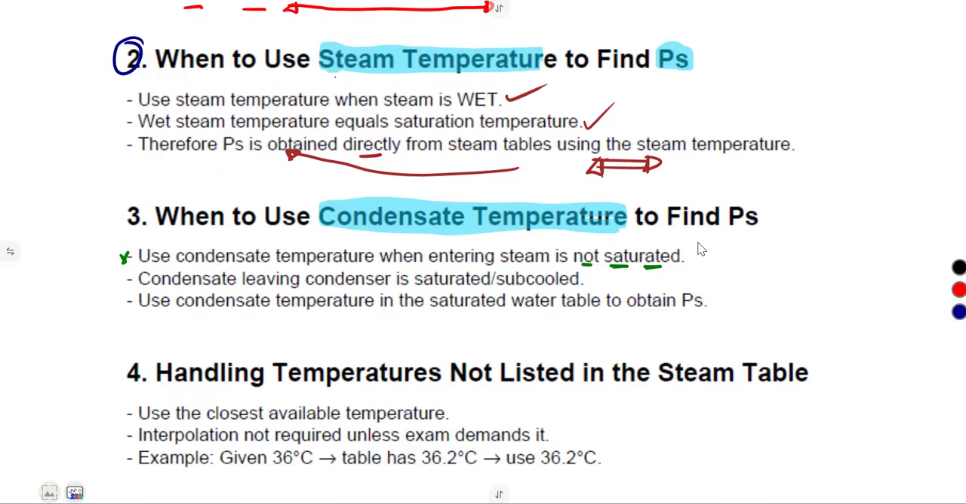It is not about when you are not given it, but when the steam is not saturated at all. Therefore, use the condensate, since we said the condensate leaving the condenser is also saturated or subcooled. So you can use the condensate temperature in the saturated water table to obtain your PS, pressure of steam.